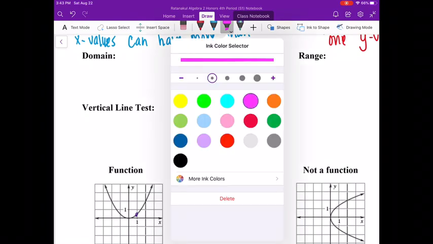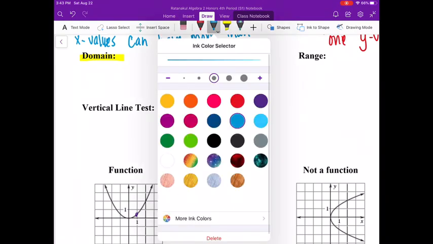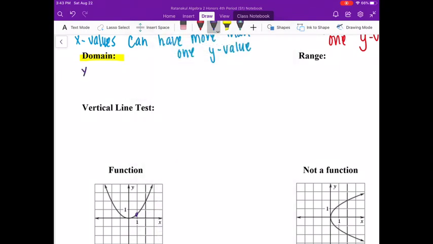The next word we are going to go over is domain, and that is super important because you will be finding domain of functions throughout all of Algebra 2. So a quick and easy definition for domain is going to be the x values of the function.